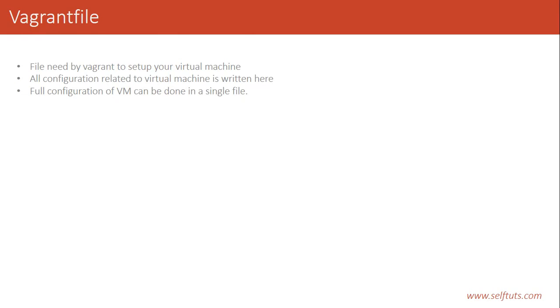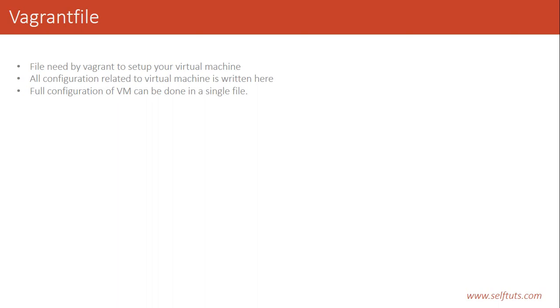So what is a Vagrant file? A Vagrant file is a file needed by Vagrant to set up our virtual machine. Vagrant uses this file to set up your virtual machine. It reads all the configuration, all the configuration related to the virtual machine is written here. So when Vagrant starts, it reads this Vagrant file, which is basically a configuration file to configure your virtual machine. And the full configuration of your virtual machine can be done in a single file.